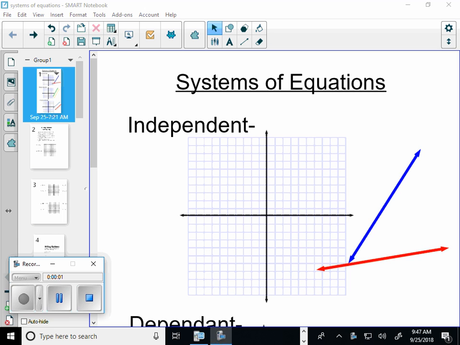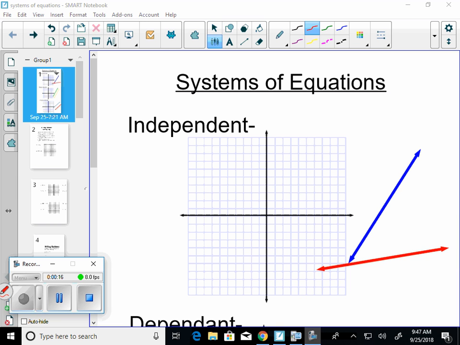Systems of equations, I need to explain to you three types of systems. All a system means, and you've seen these all before, is that you're going to have more than one. So when we're dealing with systems of equations, we're going to have more than one equation that we're going to deal with.